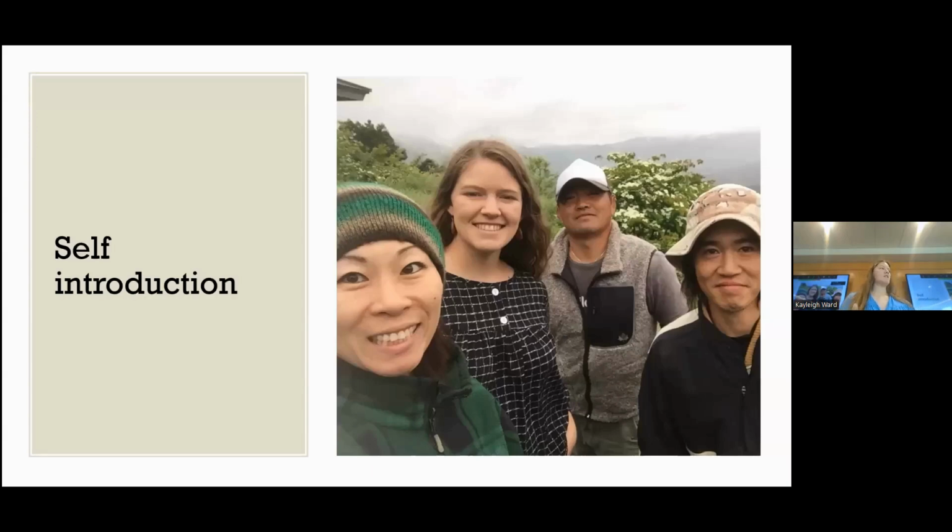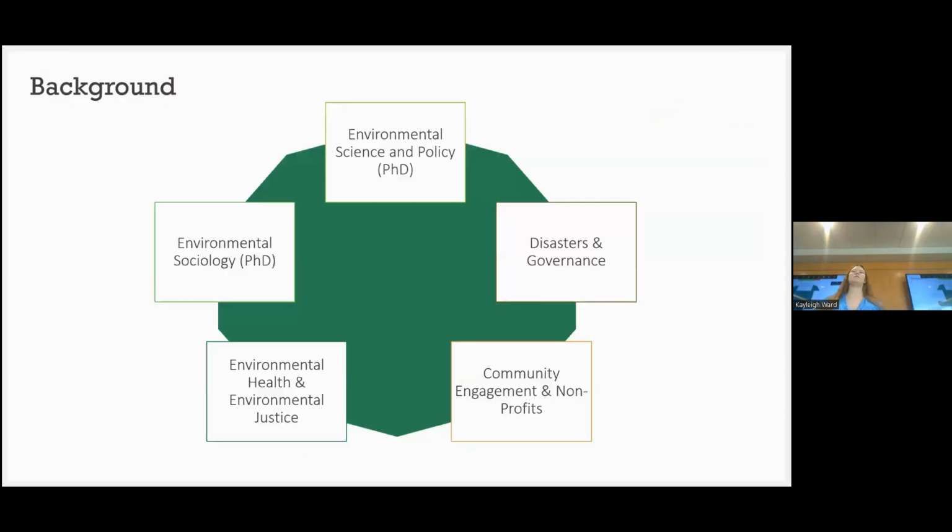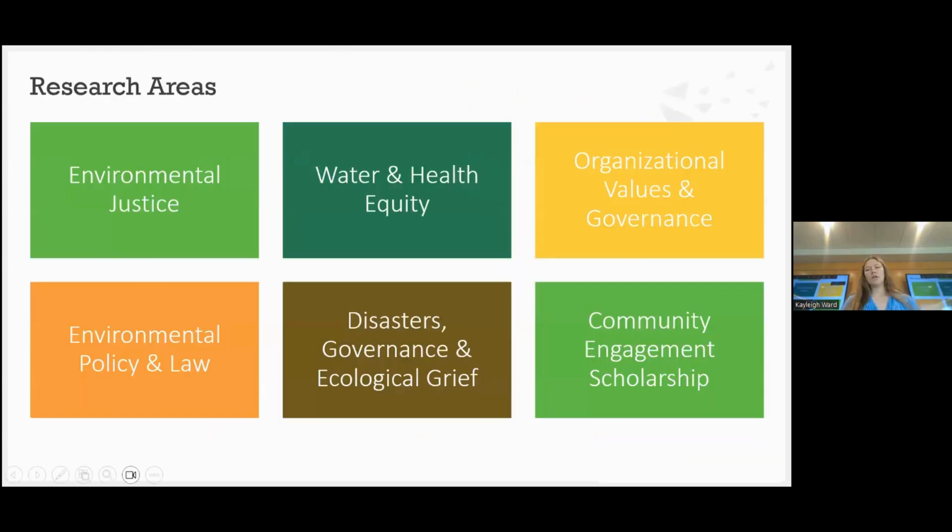So as I said, my name is Kaylee. This was me and some of my farmers in Minami-Sanriku, which is in Miyagi Prefecture. I have a background in sociology and environmental science and policy, and my applied work is mostly in governance, disasters, working with agriculture, community engagement. I've worked on nonprofit boards, and I'm interested in environmental health and environmental justice. So this project includes all of these pieces, and as you can tell, I kind of dabble a bit.